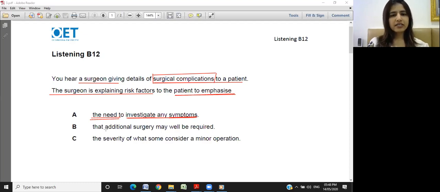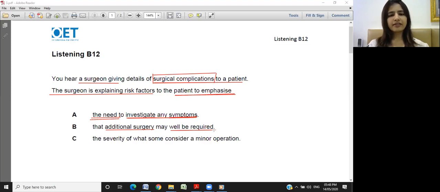Okay. Second, additional surgery may well be required. This "well" is making a huge difference here. What kind of conversation do you expect if this is the correct answer? Additional surgery may well be required. "Well" is very, very important here. If I just say "may be required," I'm not trying to emphasize. "May well be required," there is more probability, isn't it?